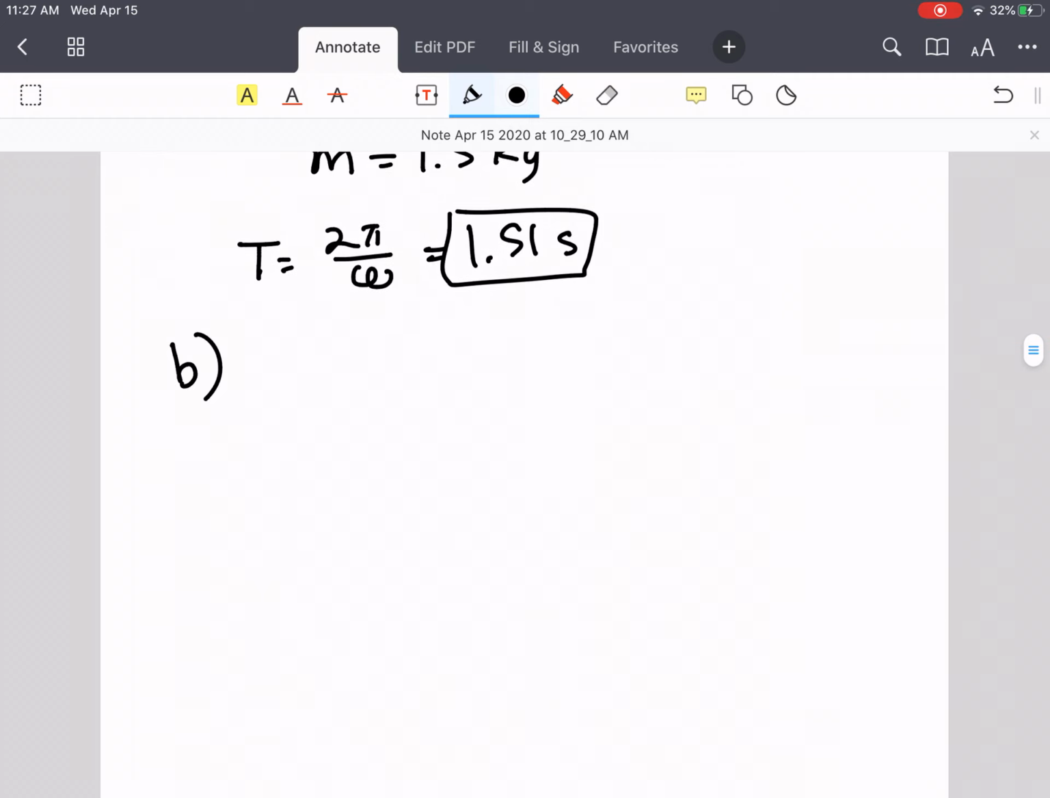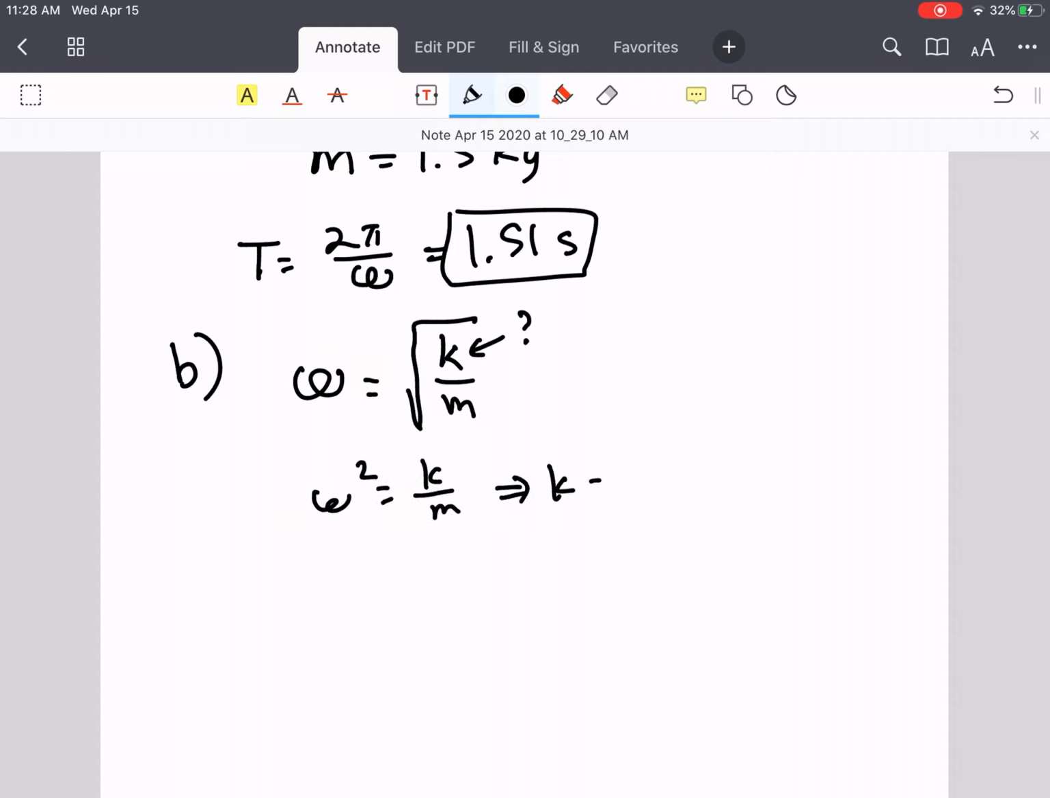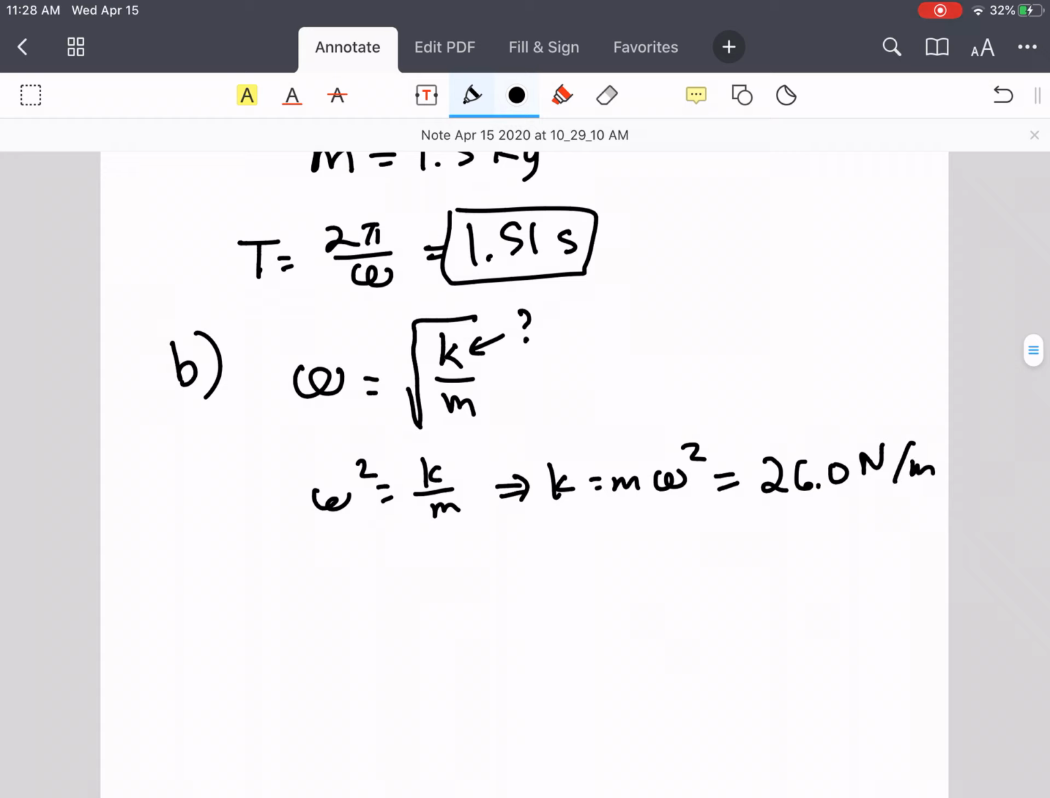Part B. What is the spring constant of the spring? So again, the heart of everything is omega. In this case, we're going to use the formula omega is the square root of k over m for a mass oscillating on a spring. And we know everything except for k, so let's just go ahead and solve for it. So we square both sides. We multiply both sides by m. Then k is m omega squared. Plug in some numbers, that's 26.0 newtons per meter.